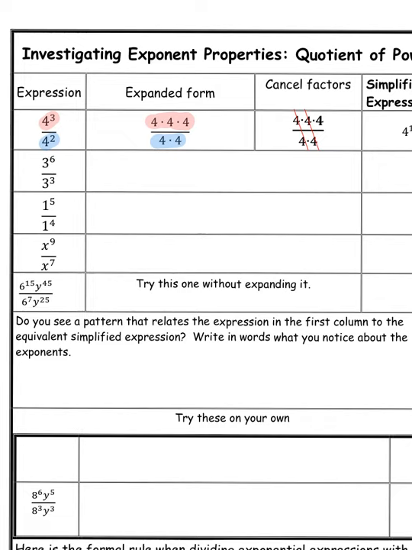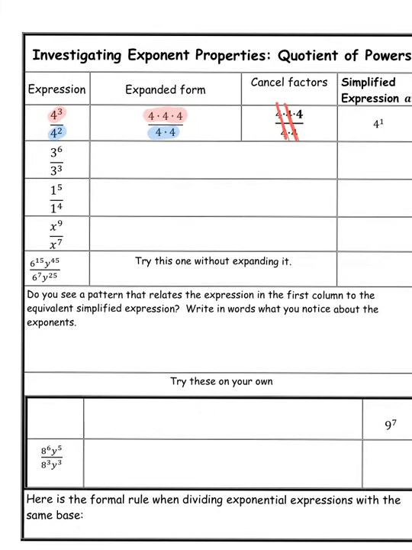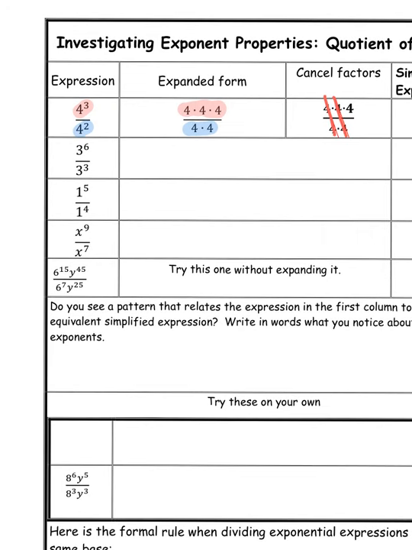So if you look over here at cancel the factors, we've just literally canceled out 1 for 1. So 1, 4, 1, 4, and then that leaves us with 1, 4 left, and our answer simplified would be 4 to the first power. So let's look at another one. Let's look at 3 to the 6th.